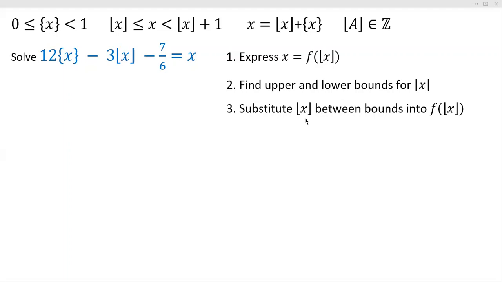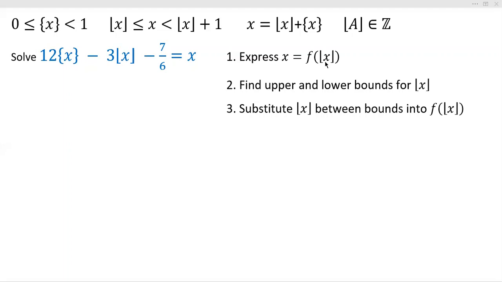Now, in hindsight, I actually discovered a nice little algorithm here to solve all these kinds of problems. It's not like I wrote this down at the beginning. I only toiled through this and spent an hour on it to figure it out. And then I realized, oh, this is going to happen every time. What's crucial right here is to see if you can get x expressed as a function of its floor.